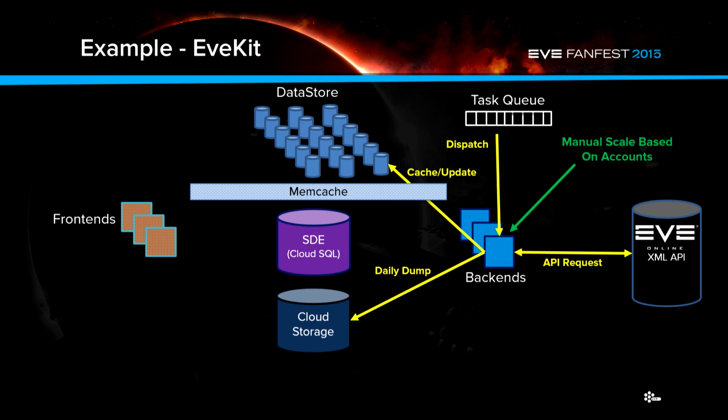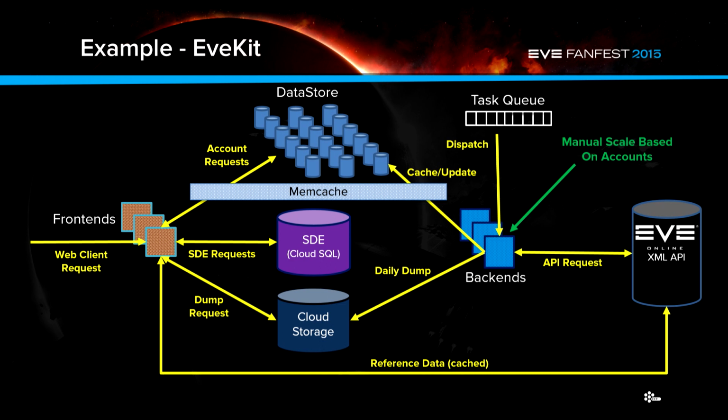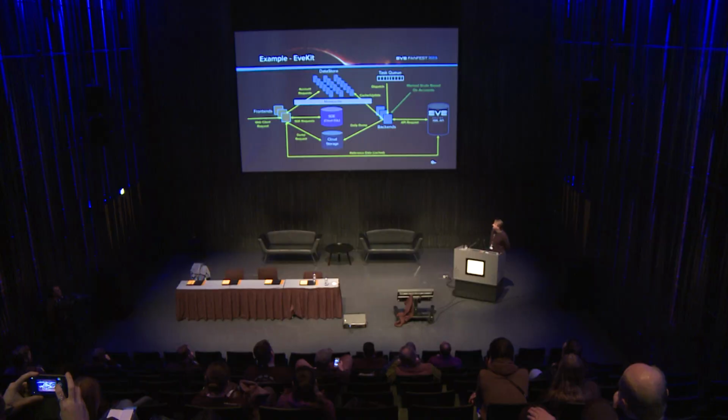On the front end, we get a bunch of web client requests. These could be actual browsers. They could be anything that's capable of sending a web request. Could be curl or whatever. And then all kinds of things happen behind that. If somebody's looking for actual API data, we go through the memcache and potentially to the data store, depending on whether we have the data or not. If you want static data exports, then we go to Cloud SQL to pull it out. And if you're looking for your dump, we get it from the dump request. If you're looking for reference data, we actually go all the way to the XML API, and then we cache the results. So the latest skill tree or whatever, we cache those with whatever cache timer they've set.